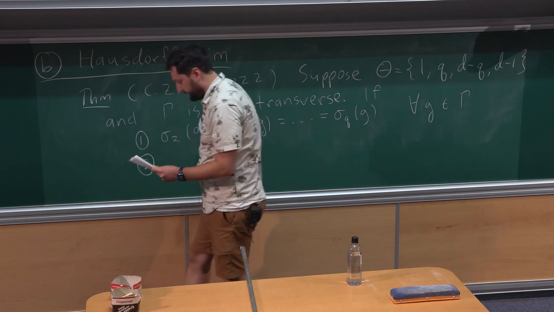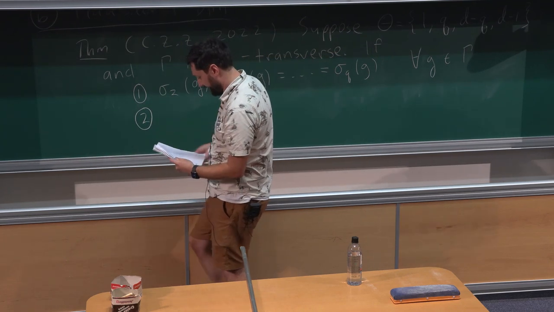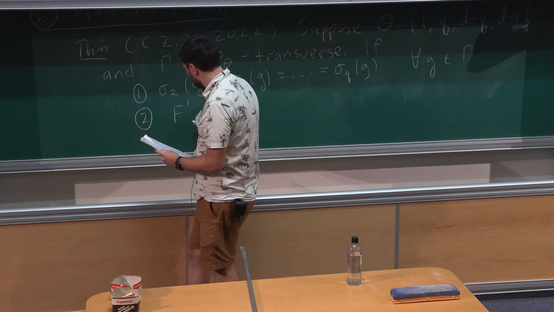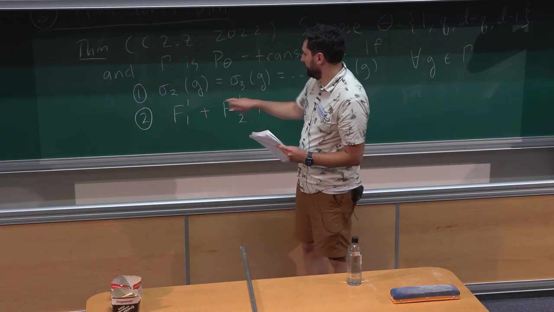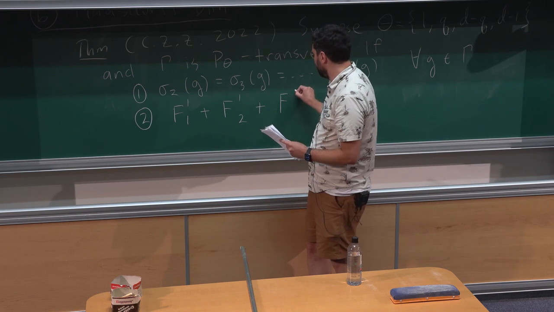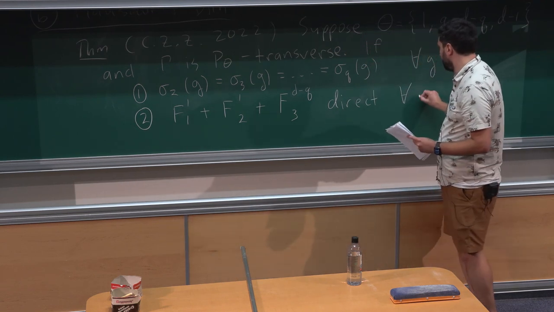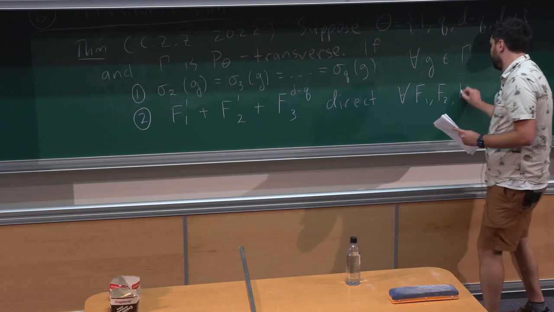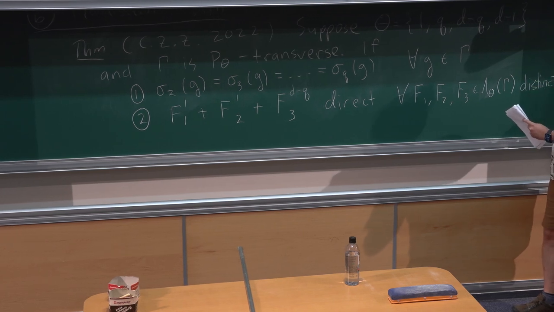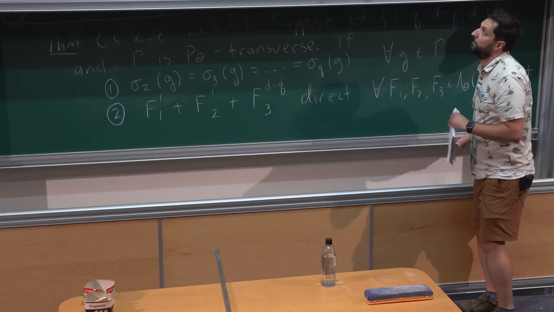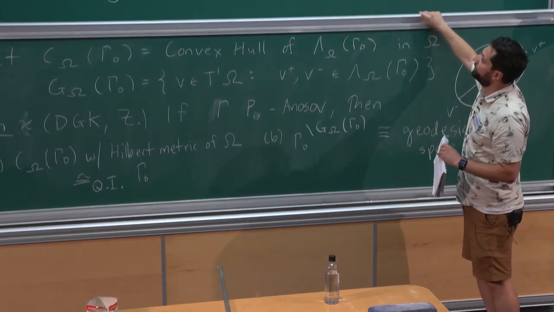And then two, this is a condition introduced for Anosov groups called hyperconvexity. You take two lines in your limit set, add them together with a (d-q)-plane, and this should be direct, for all F1, F2, F3 in the limit set distinct.